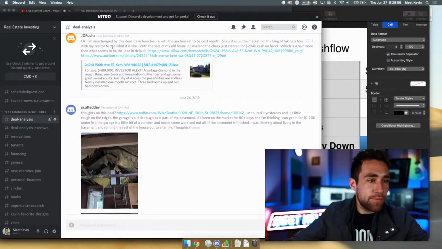Okay. So what do we got? I'm very tempted by this deal. It's in foreclosure with the auction to be set up next month. It's on the market, and I'm thinking of taking a tour with my realtor. Definitely go take a tour.